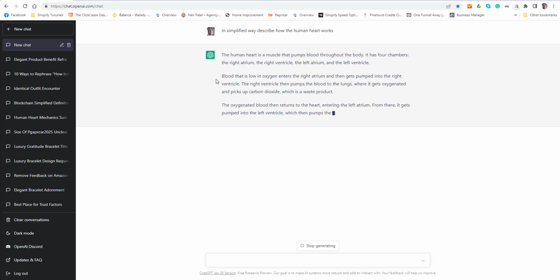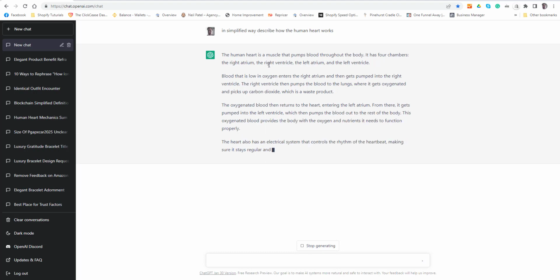So this is still going to be, to me, a little bit less than simplified. It's pretty simplified. The human heart is a muscle that pumps blood through the body, has 4 chambers: the right atrium, the right ventricle, the left atrium, and the left ventricle. And then it gives you 4 pretty short paragraphs on how it works. Oxygenated blood returns to the heart. So I'm going to show you how you can get a more simplified or a more elegant answer.